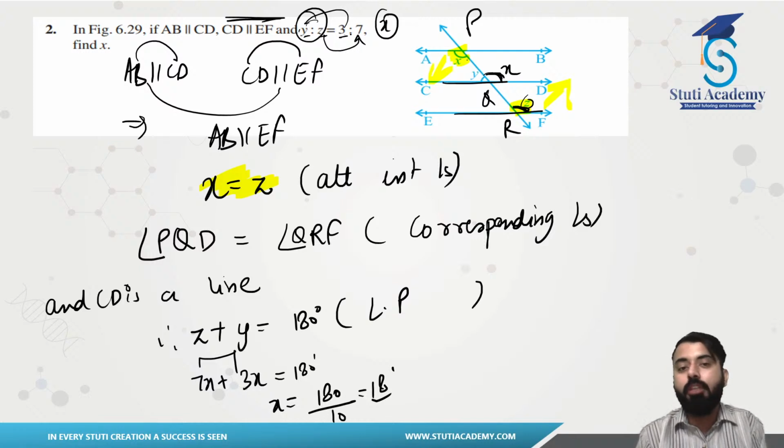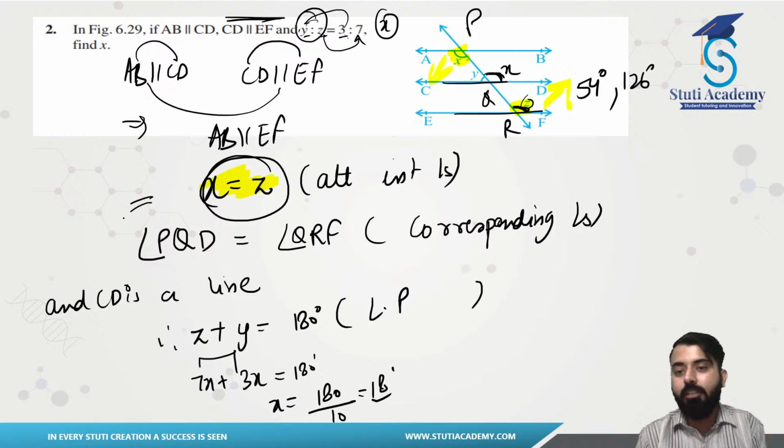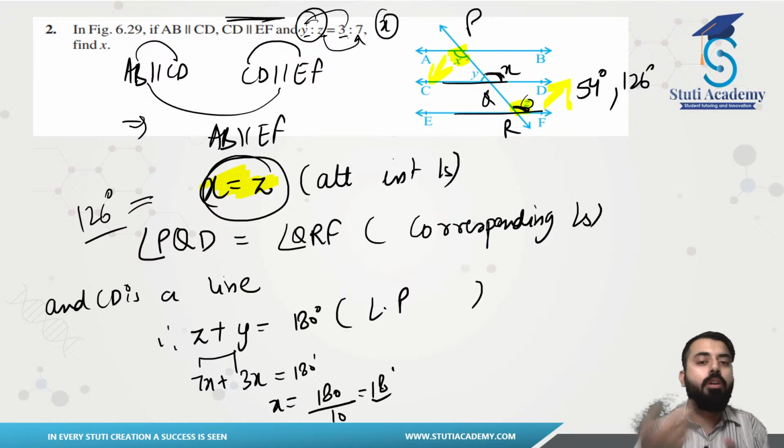We just have to find out the angles. So y will be what? 3 into 18, that has to be 54 degrees. Z is 7, 7 into 18, that has to be what? 126 degrees. And I know x is same as z, so x itself is what? It is 126 degrees. So this is the method that we can use in order to calculate the values. Although you can use any method that you want, but your answer will be still the same.